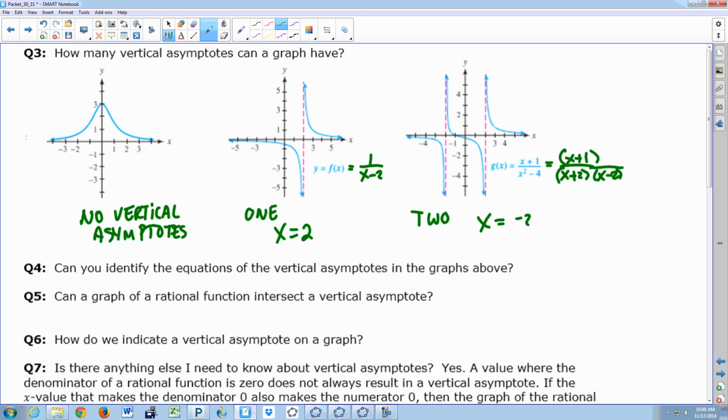-2 and 2. Those are the 2 values that make our denominator 0. So we've just answered Q4. Can a rational function intersect a vertical asymptote? Can our graph cross it and have a value there?